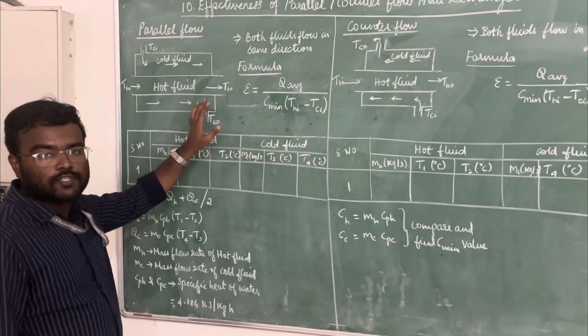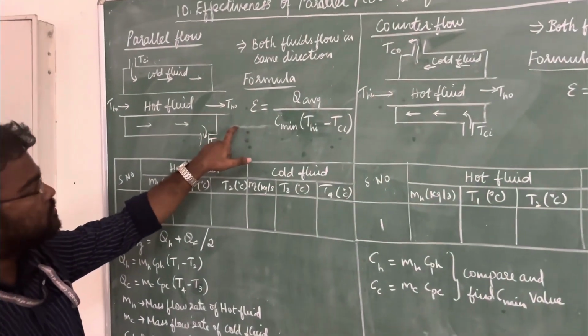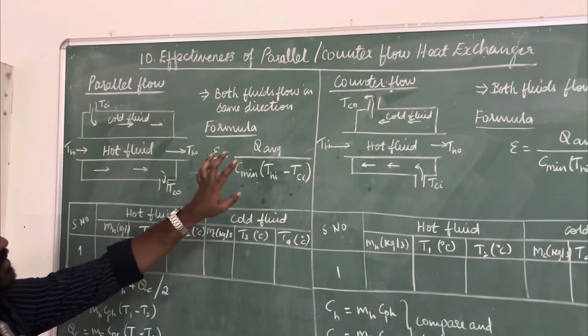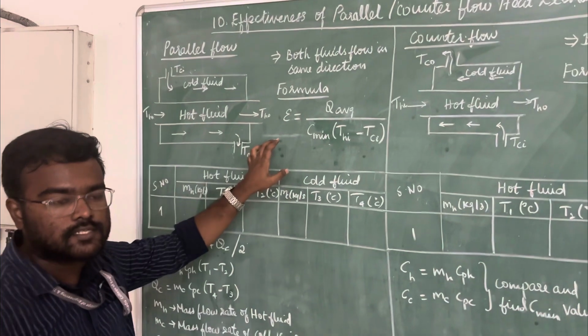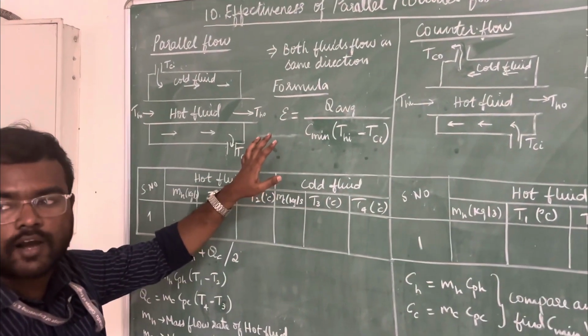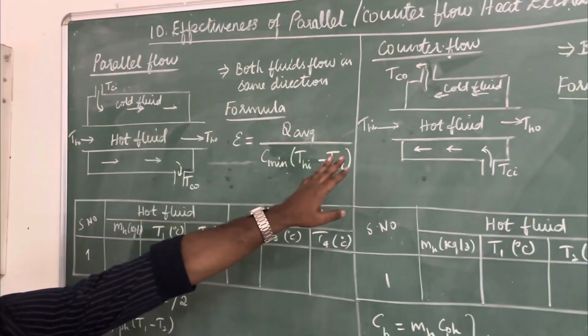In this class we are going to see the effectiveness of parallel and counterflow heat exchangers. The aim of this experiment is to determine the effectiveness of parallel flow and counterflow heat exchangers. First, what is meant by a heat exchanger? It's a device which is used for transferring heat energy from hot fluid to cold fluid. So here we have parallel flow and counterflow heat exchangers.